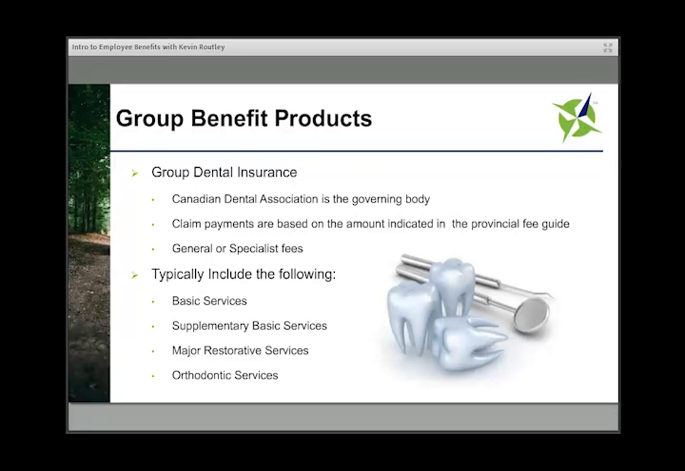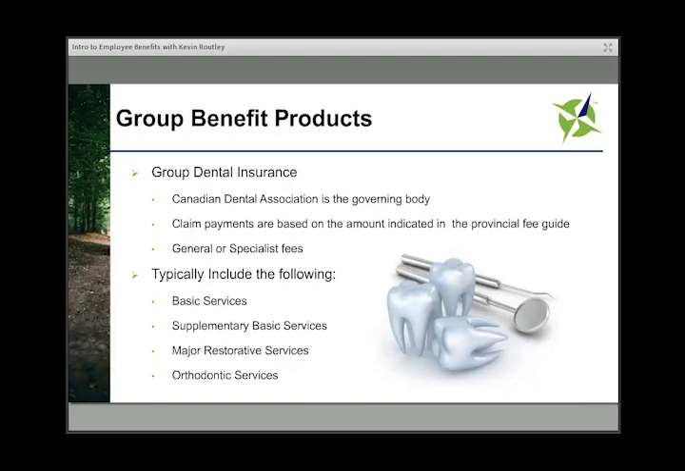Group dental insurance is something that isn't typically covered by the government outside of those on social assistance. The Canadian Dental Association is the governing body, and from there each province that the employee lives in. Claim payments are based on the amount indicated in the provincial fee guide. So the Ontario Dental Fee Guide is shared with the insurance carriers, and somebody on a current fee guide would only receive reimbursement up to what that dentist is legitimately eligible to charge.